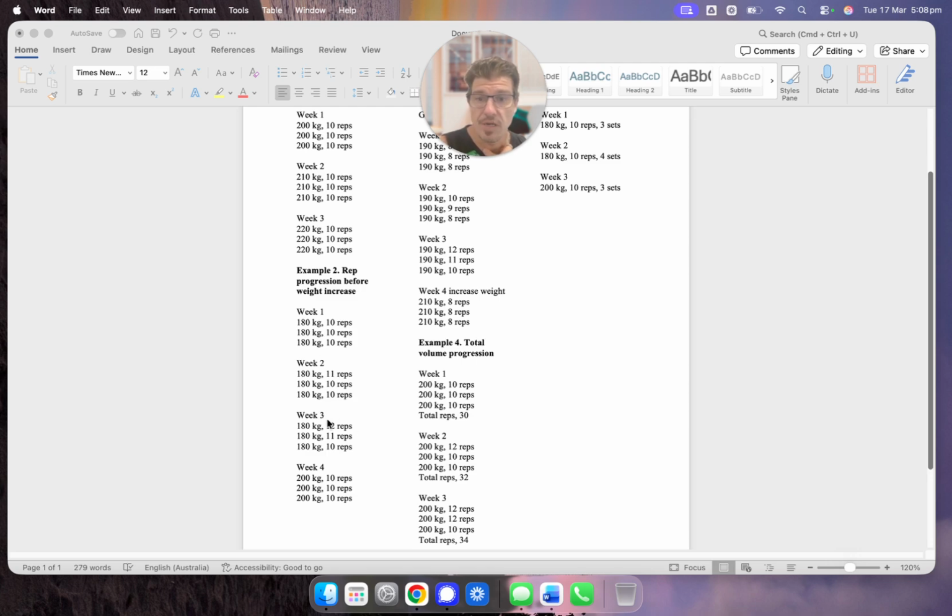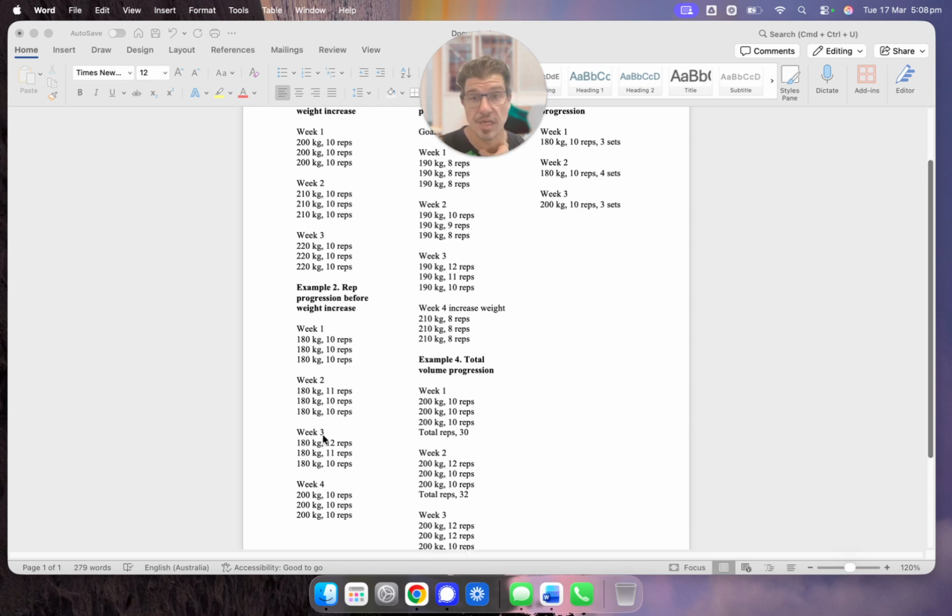Week number 3, you've gone 180 by 12, 180 by 11, 180 by 10. So you've gone up by 3 extra reps and 3 by 180 kilos, so a lot more load. And then week number 4, instead of the reps, you've stepped up the weight to 200, 200, 200 by 10, 10, 10. So you have progressed over a 4-week period substantially there.